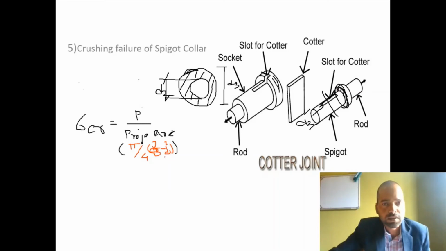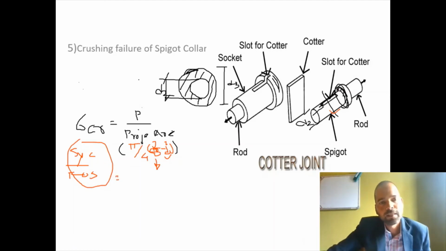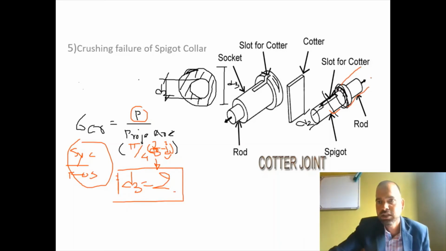So from this equation, as D2 is known from the earlier equation, the only unknown quantity is D3, and sigma cr is equal to Syc upon factor of safety for the material of the spigot. Syc will be available from the material, the applied force will be known, and the only unknown parameter is dimension D3. So by using the crushing equation, we get dimension D3, that is the diameter of the spigot collar.